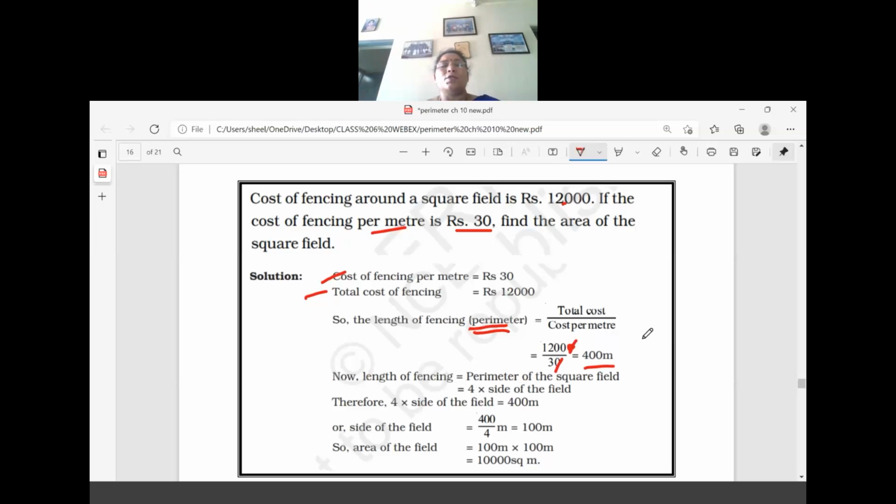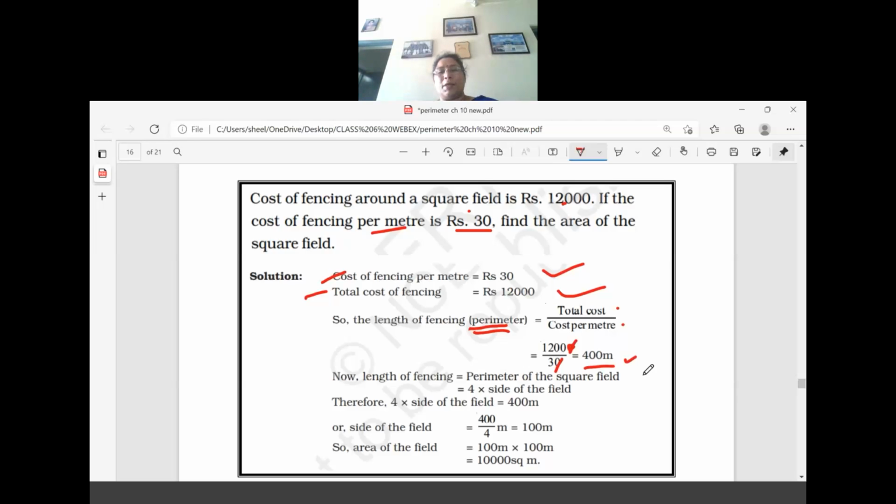So write like that. The cost of fencing around the square field is equal to 12,000. The cost of fencing per meter is equal to rupees 30. Find the area of the square field, right? So the total cost is 12,000, and the cost of fencing per meter is equal to 30. So the perimeter we have to calculate means total cost by cost per meter, so it's equal to 400 meter.